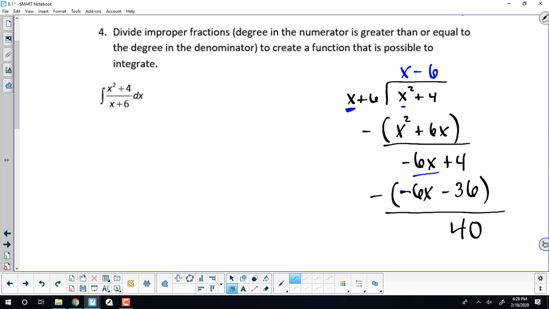Okay, so we're going to express now x squared plus 4 over x plus 6 as our quotient plus the remainder over the divisor. This is our divisor. Okay. So we're just going to rewrite over here.